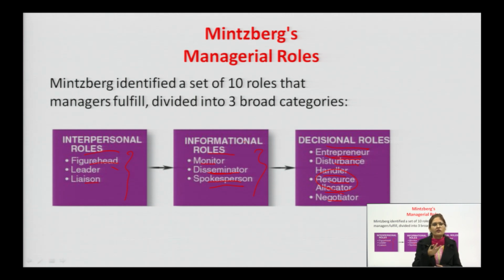Suppose a manager is going to buy raw material for the organization or for production, and he is negotiating the price. At that moment he is performing the negotiator role, and that is part of the decisional role. Obviously these four are part of the decisional role. So negotiator means he bargains on the cost of that particular product.